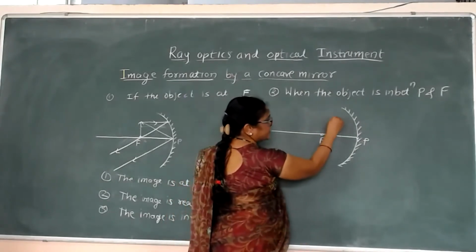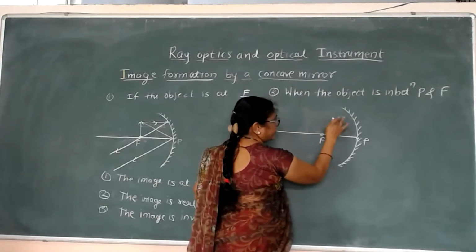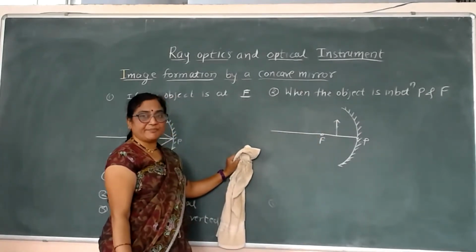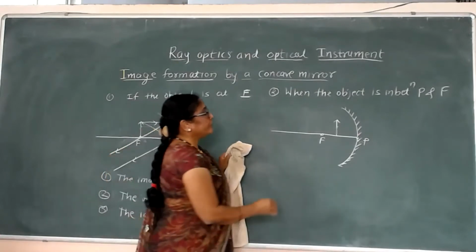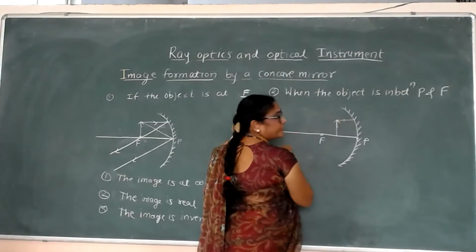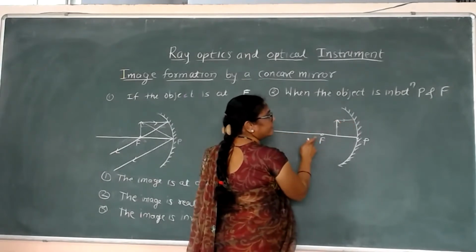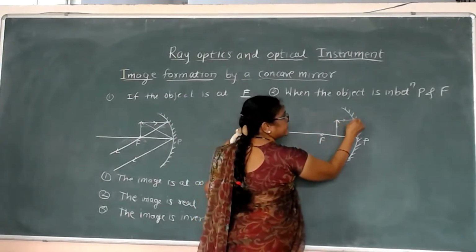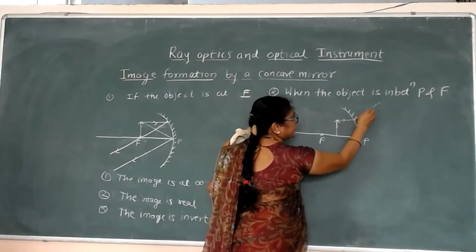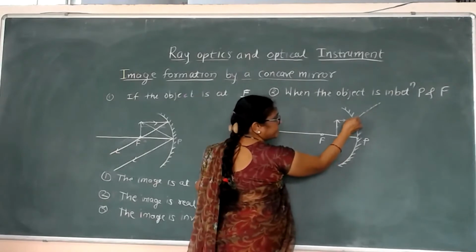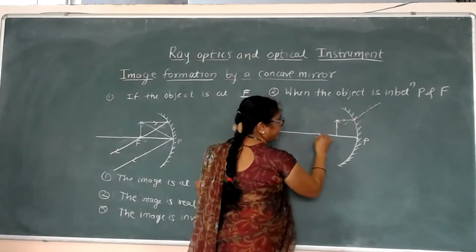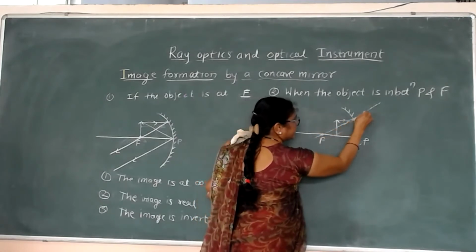When the object is situated in between the pole and the principal focus, the ray is incident on this mirror, but the rays do not converge; the rays diverge. See here, these are diverging rays, and these diverging rays come back from the principal focus.